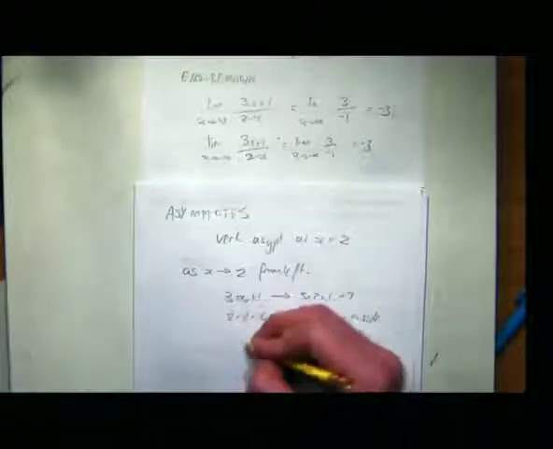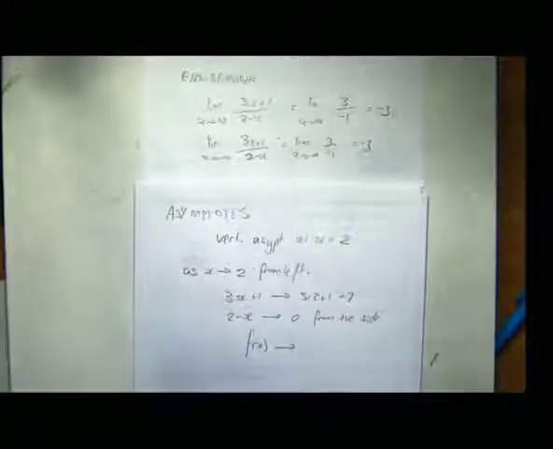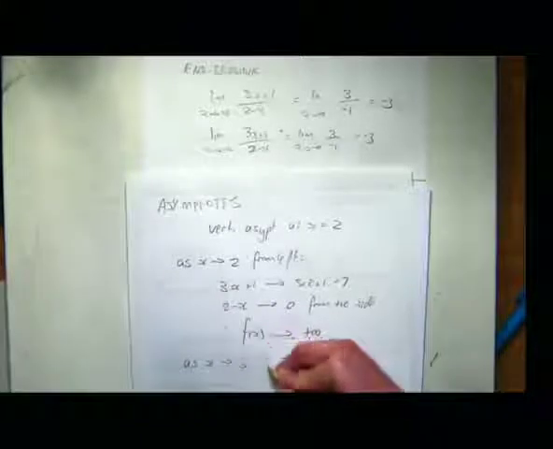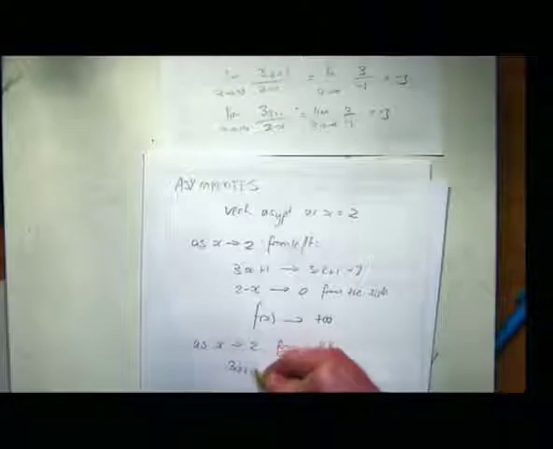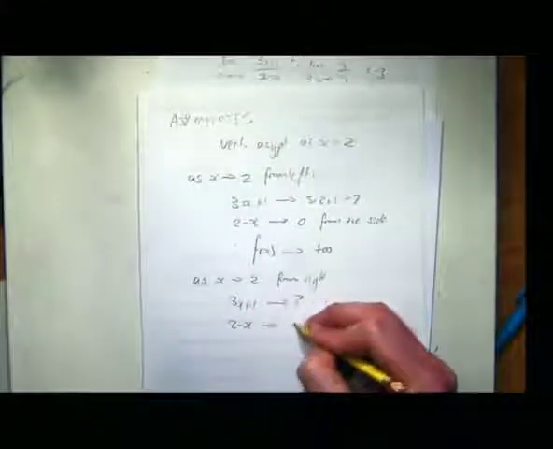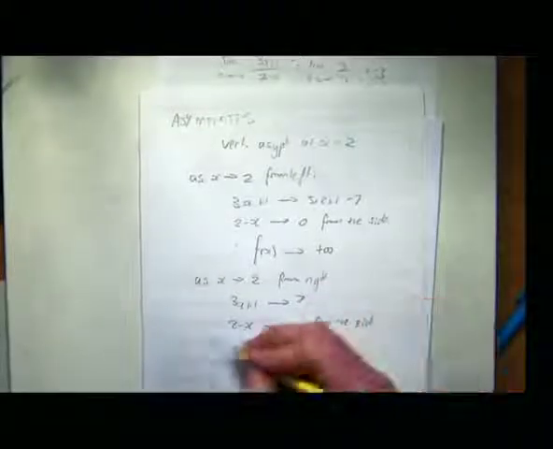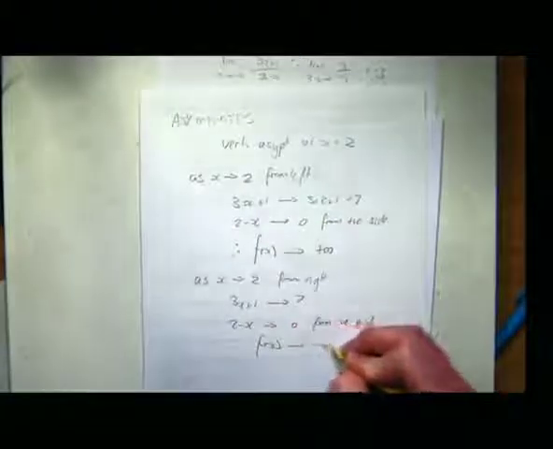And so therefore f of x approaches 7 over 0, but 7 over plus 0, so plus infinity. And as x approaches 2 from the right, 3x plus 1 still approaches 7. 2 minus x approaches 0, but this time from the negative side. And so therefore f of x approaches negative infinity.